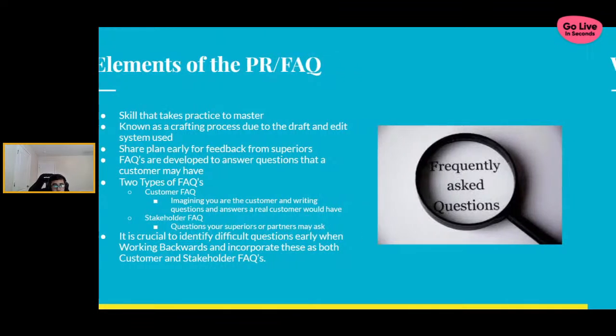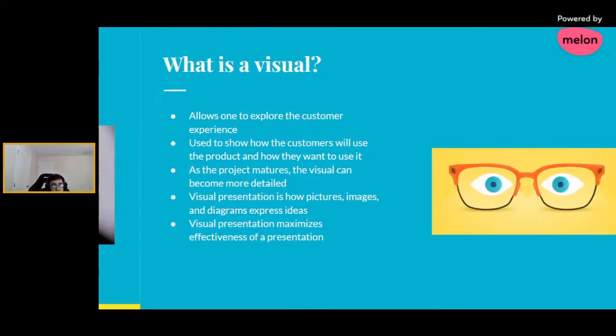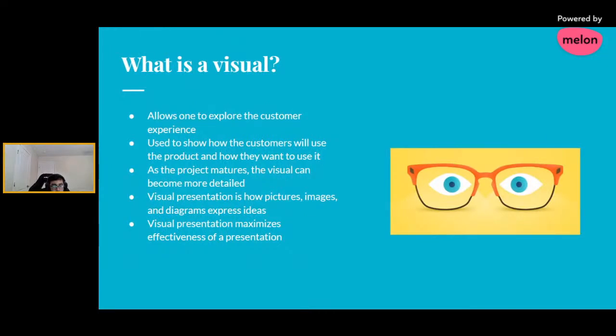Now, what is a visual? So, a visual allows one to explore customer experience. It's used to show how the customer would use the product and how they want to use it. As the project matures, the visual can become more detailed, and visual presentation is how pictures, images, and diagrams express ideas. And it maximizes the effectiveness of a presentation.